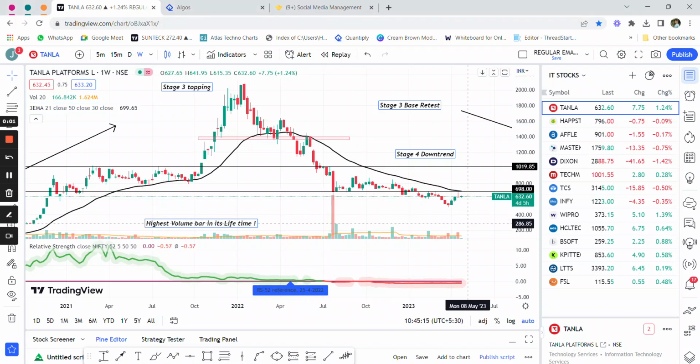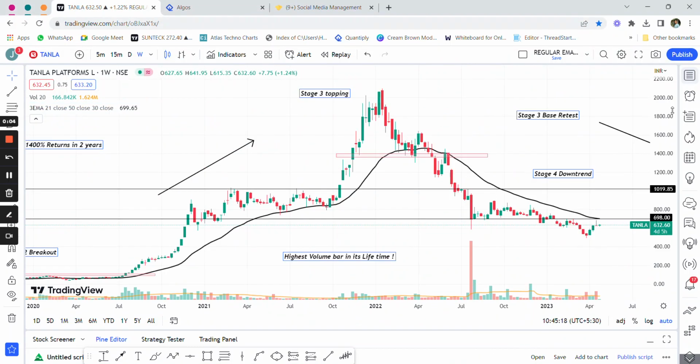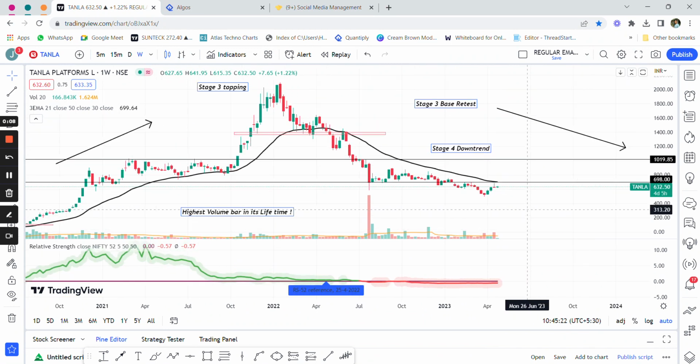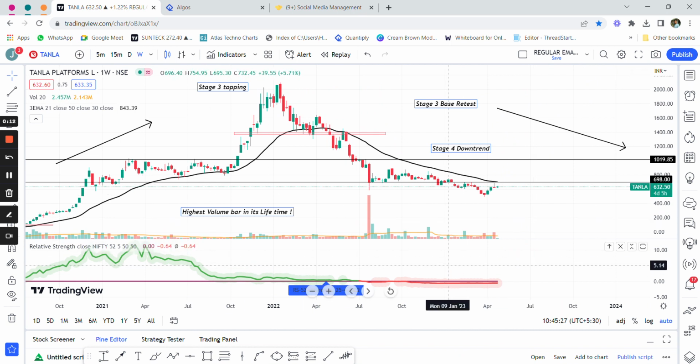Hello everyone, welcome back to TechnoChart's YouTube channel, and in today's video I'm going to explain to you about IT stocks and their levels, whether you have to hold them or sell them. So basically I'm going to use stage analysis as well as relative strength to identify the strength of the stock as well as the trend of the stock here.